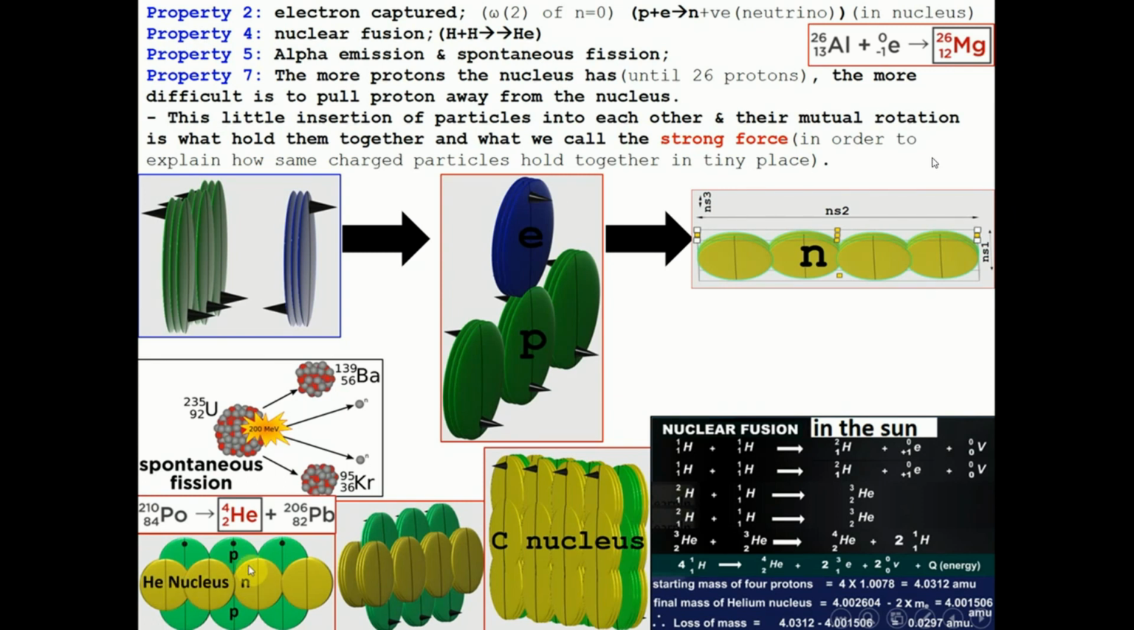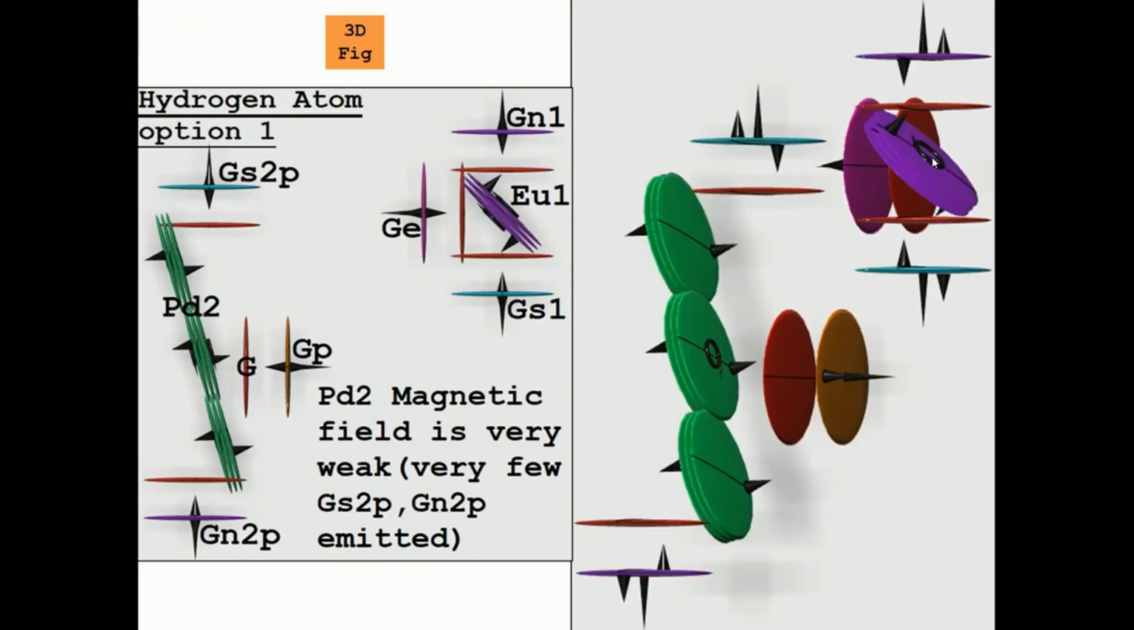This little insertion of particles into each other and their mutual rotation is what holds them together, and what we call the strong force. In order to explain how same-charged particles hold together in a tiny space, the proton and the nucleus also have very tiny angular velocity about the x and z axis, and therefore spin. So this is how a hydrogen atom looks.